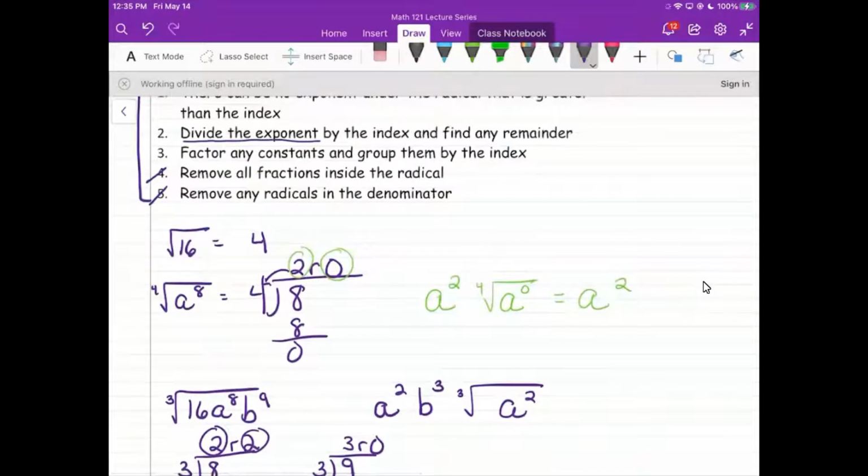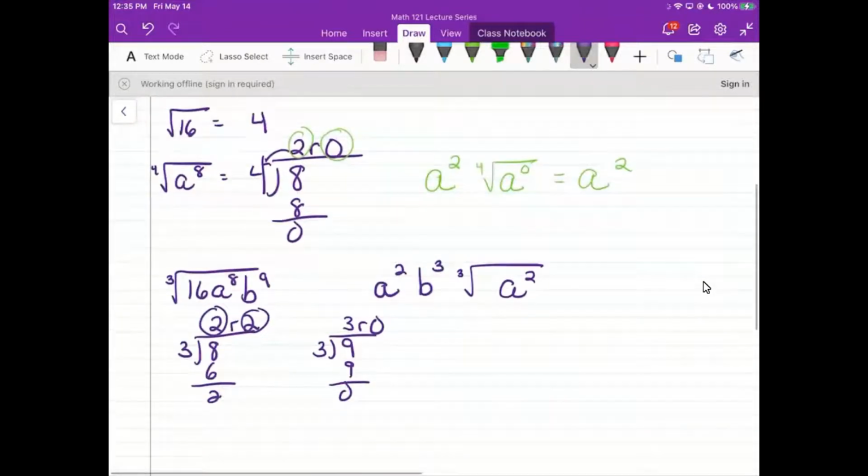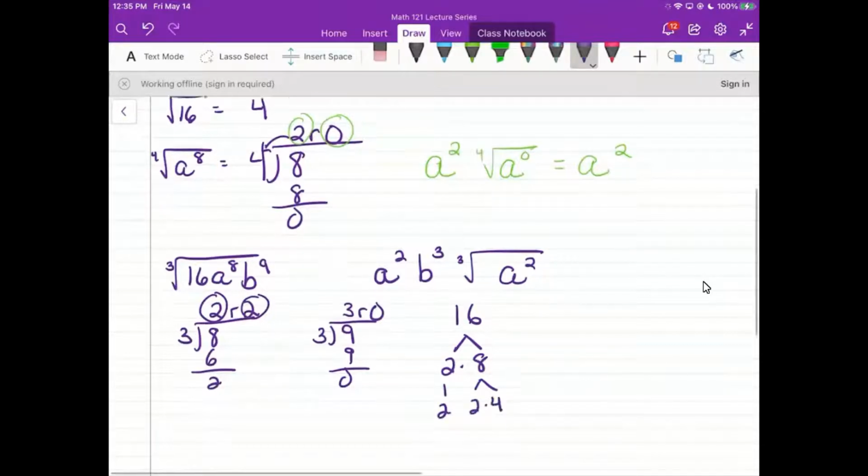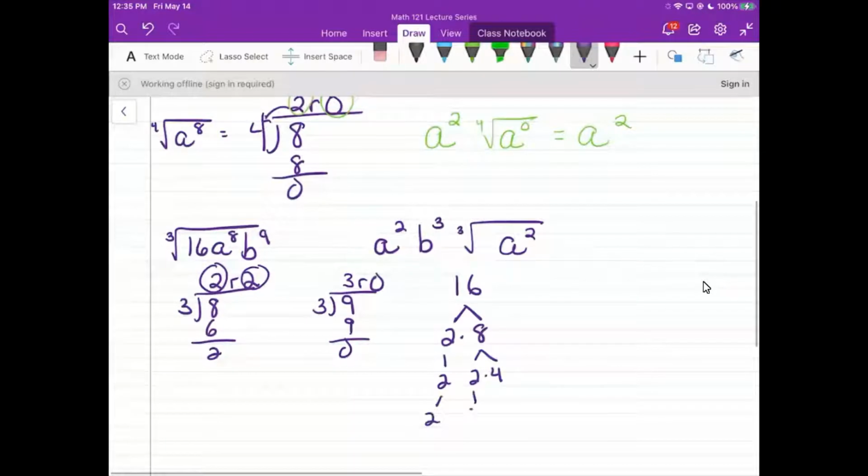Step 3 tells us to factor any constants and group them by the index. So here we're going to take 16. We're going to factor it, and there's several ways you can factor it. I'm going to factor it as 2 times 8. 8 can then be factored into 2 times 4. I can factor again, and that factors into 2 times 2.